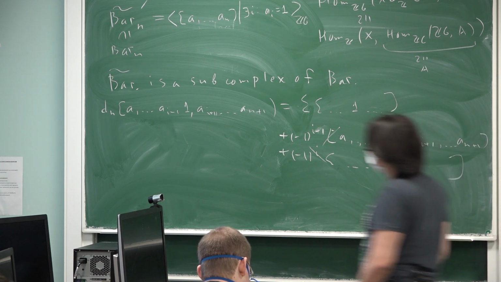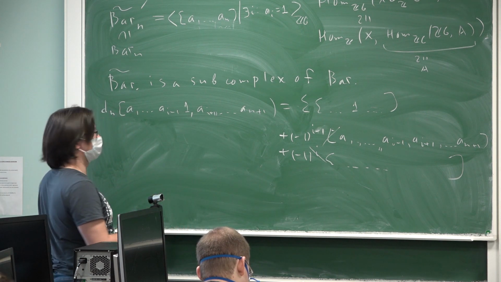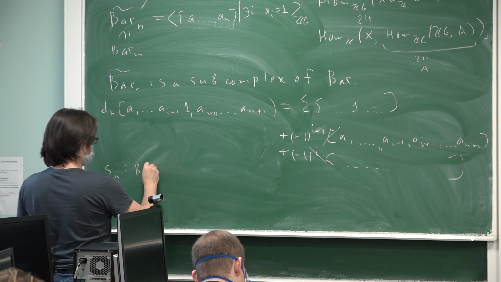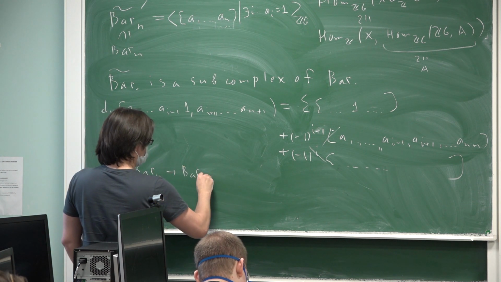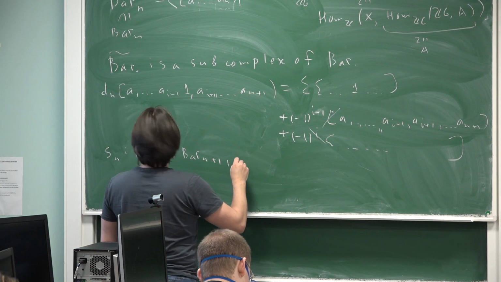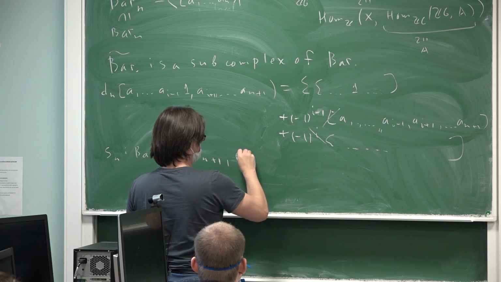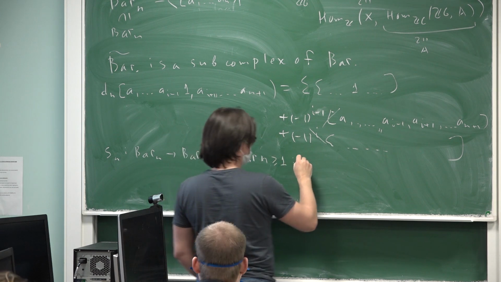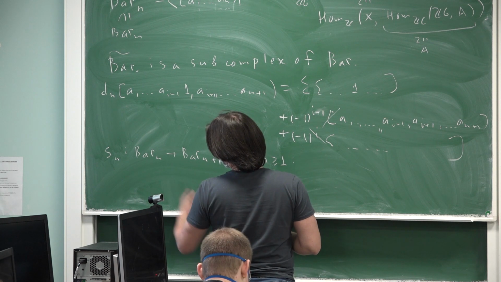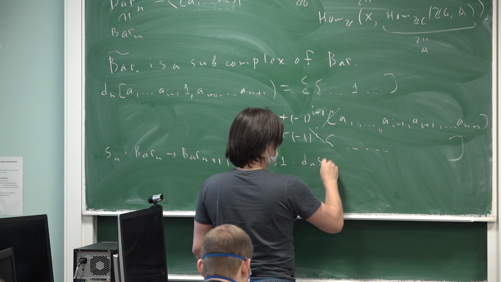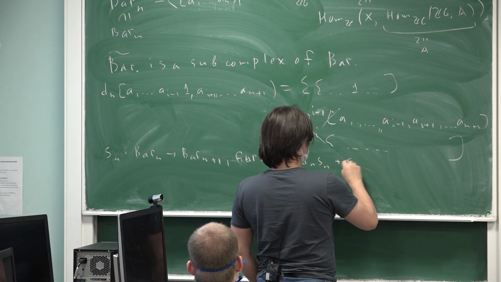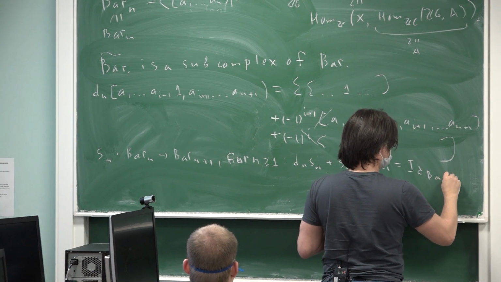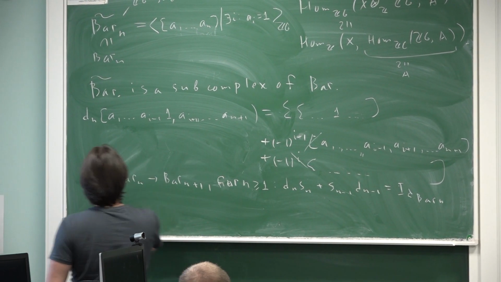Moreover, the map Sn that we defined in the previous lecture, Sn from bar n to bar n plus 1, such that for n more or equal to 1, one has dn Sn plus S(n-1) d(n-1) equals the identity of bar n. It is a map of modules of homomorphisms.